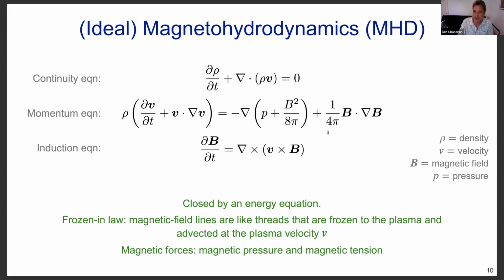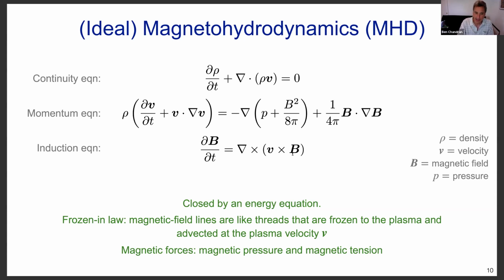And you have two types of force densities appearing, some from the pressure, some from the magnetic field. The third equation is the induction equation. It's basically Ohm's law for a perfectly conducting moving plasma. You close these equations with an energy equation. The appropriate choice for the energy equation depends on the application.